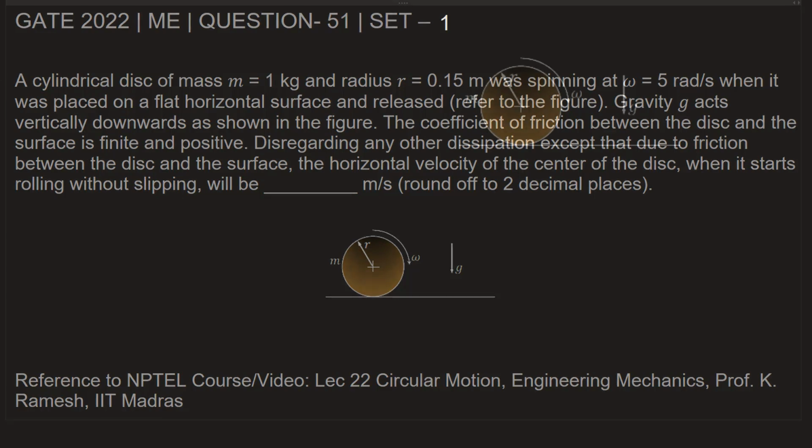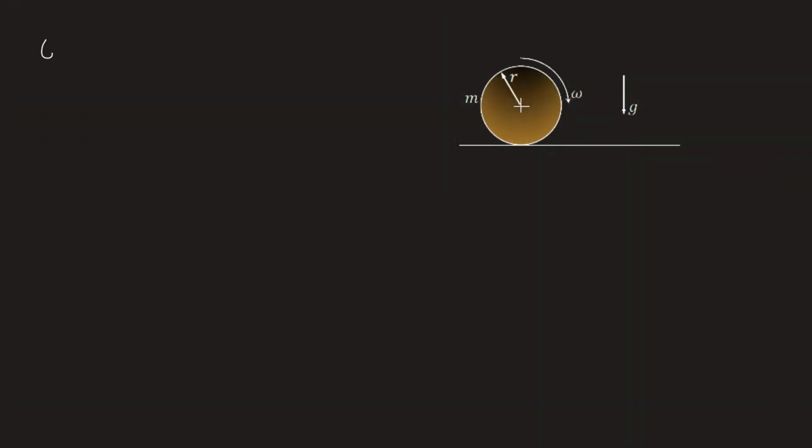Let's find out. So we'll start by writing the given things. Mass of the disc is given 1 kg. Radius is given to be 0.15 meter. Angular velocity omega is given to be 5 radian per second. We need to find out the velocity of center. Let center be C and this point of contact be P. So we need to find out VC, translational velocity of center C.